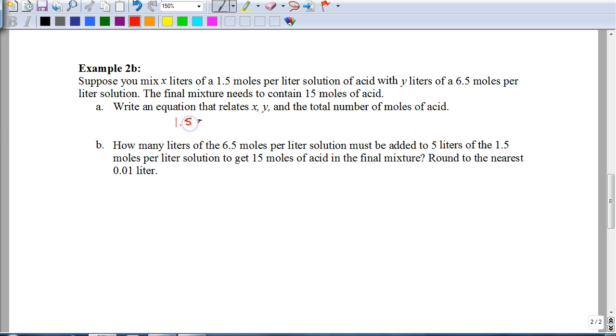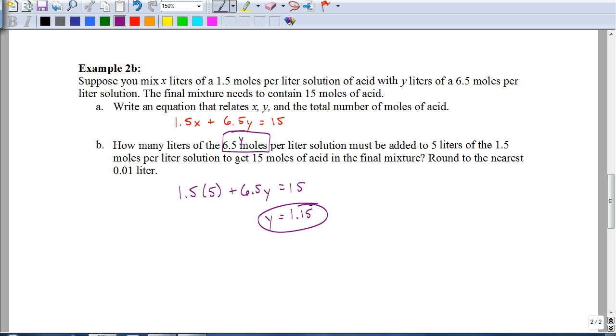Okay, so for this one, the equation should have been 1.5x plus 6.5y equals 15. It says how many liters of the 6.5 moles per liter, so we're trying to figure out what y is here, when we know that we have 5 liters of the 1.5 moles per liter. So it's going to be 1.5 times 5 plus 6.5y equals 15. When you do the work, I'll just tell you, you should have gotten 1.15 as your answer. And if you want to know what units that would be, it's 1.15 liters.